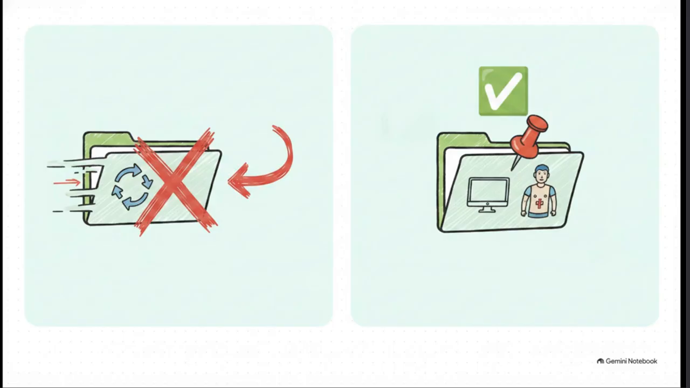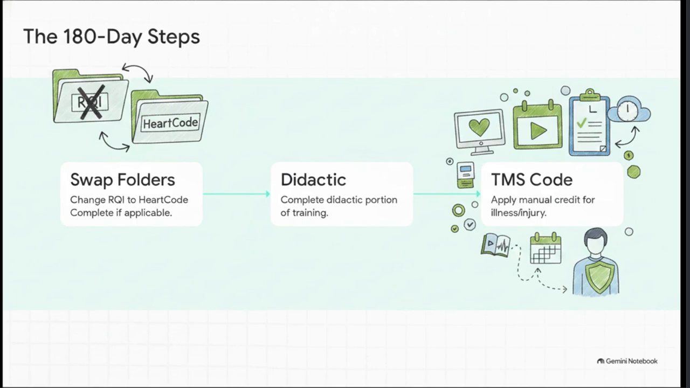Remember those 2 programs we talked about earlier? Well, at 180 days, anyone who is in that quarterly RQI program must swap their training folders. Because they've been out of practice for half a year, their old RQI folders get removed and they're placed into the Heart Code Complete folder instead. On the flip side, if they were already in the traditional Heart Code program, they just stay exactly where they are. No changes needed.